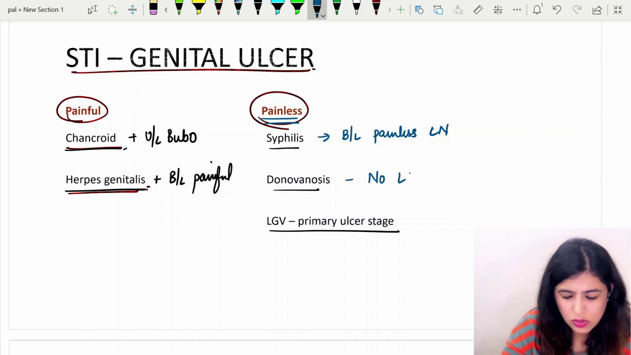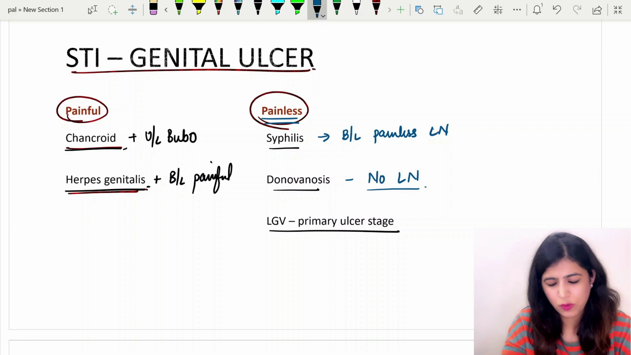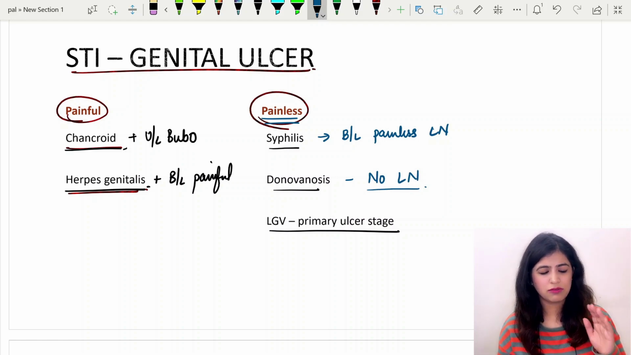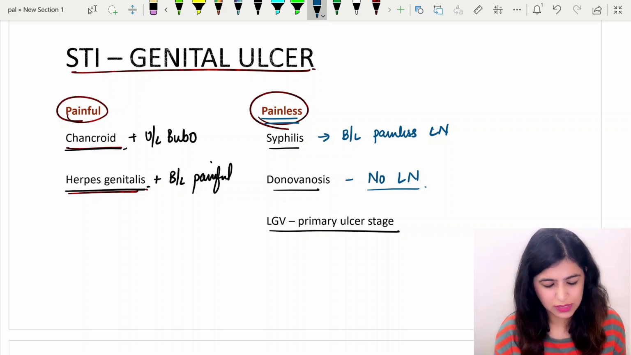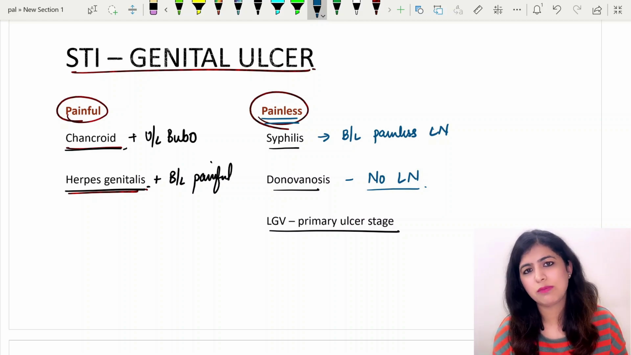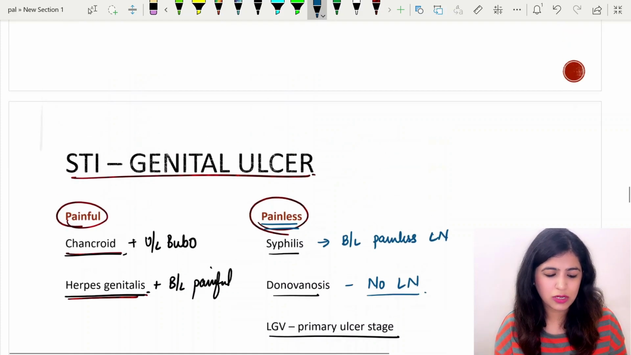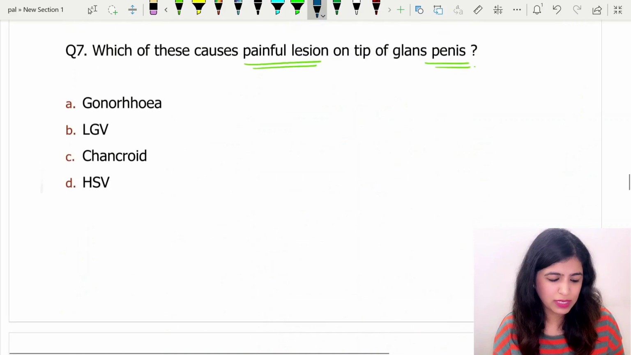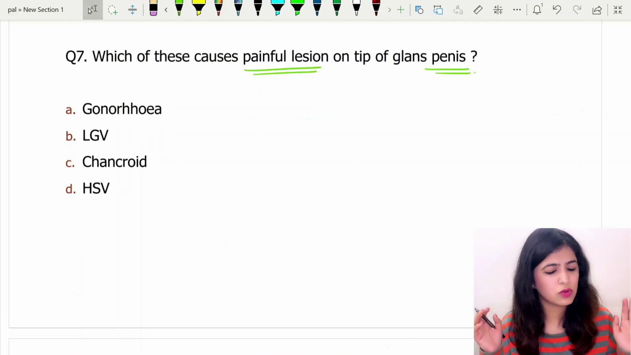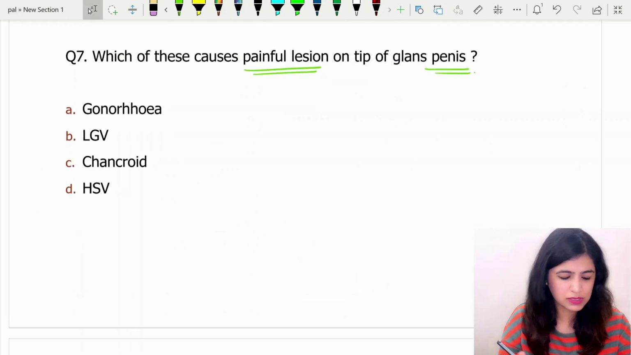Donovanosis does not have lymph nodes. So that is another thing. First you divide them into whether they have pain or not. Then you divide them into the kind of lymphadenopathy that you have. This can further help you identify the cause of genital ulcer in the exam. But our question here is quite straightforward. It is asking us which of these causes painful ulcer on the penis.